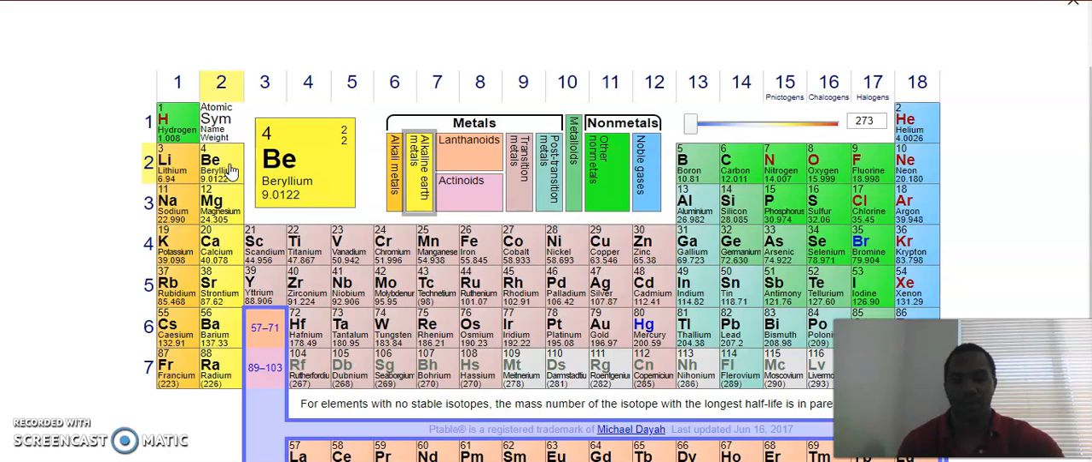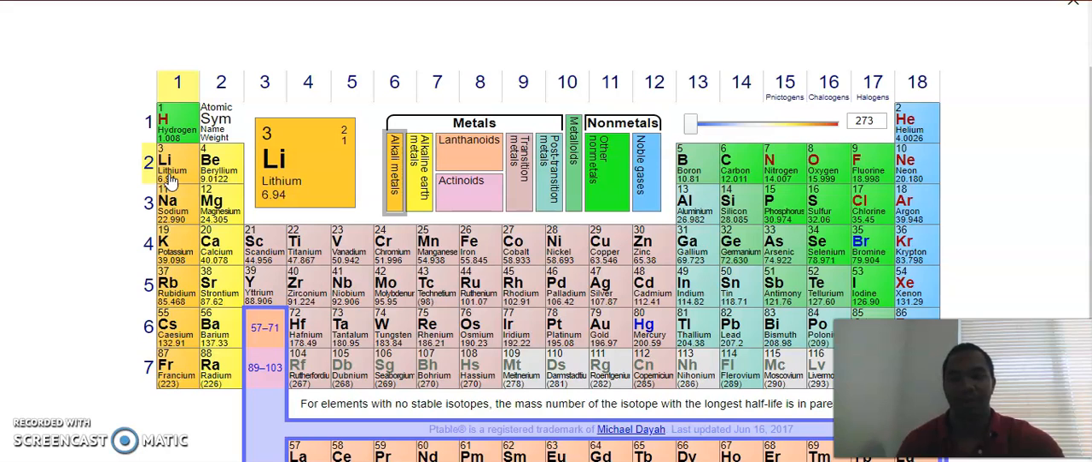Another way of saying protons is the atomic number. The atomic number for hydrogen is 1. Hydrogen has 1 proton and its atomic number is 1. Helium's atomic number is 2, because it has 2 protons. So once again, another way of saying protons is the atomic number.